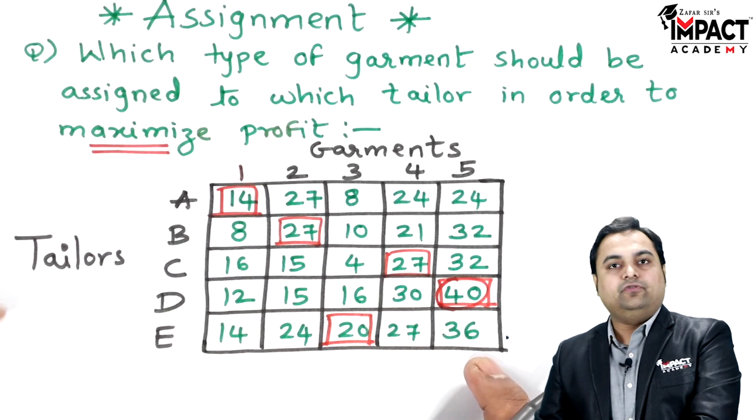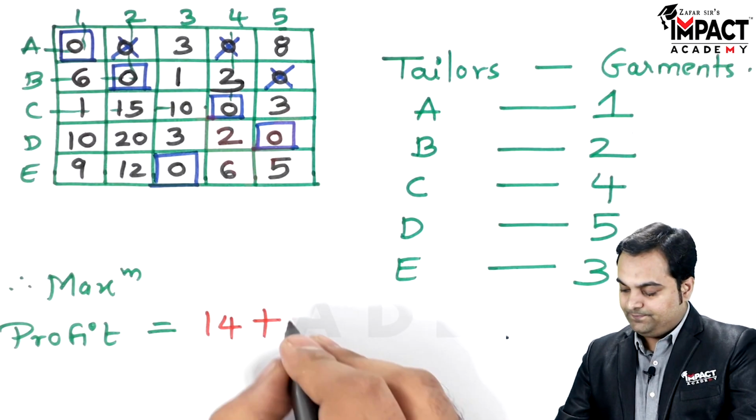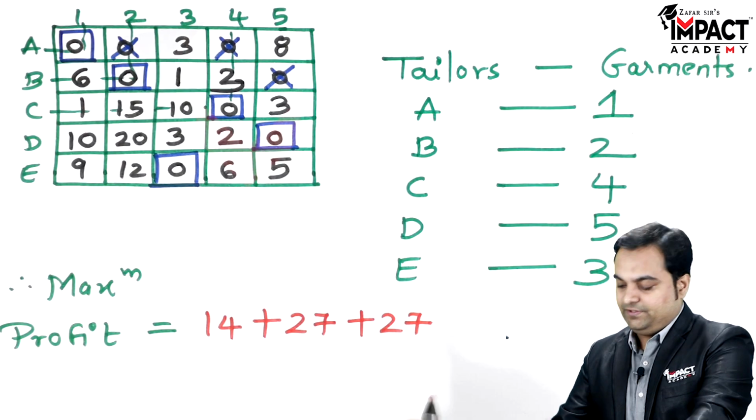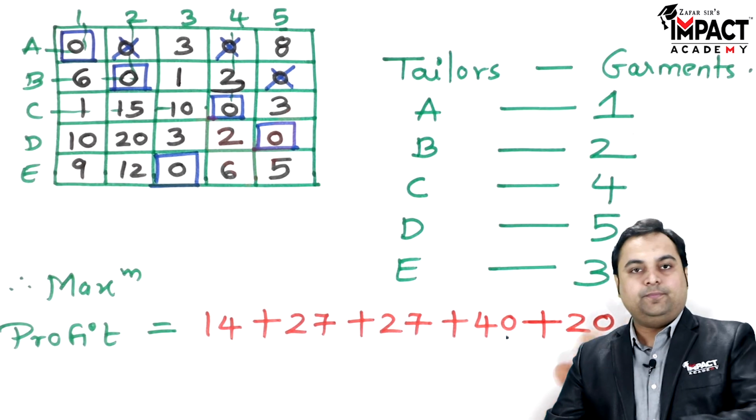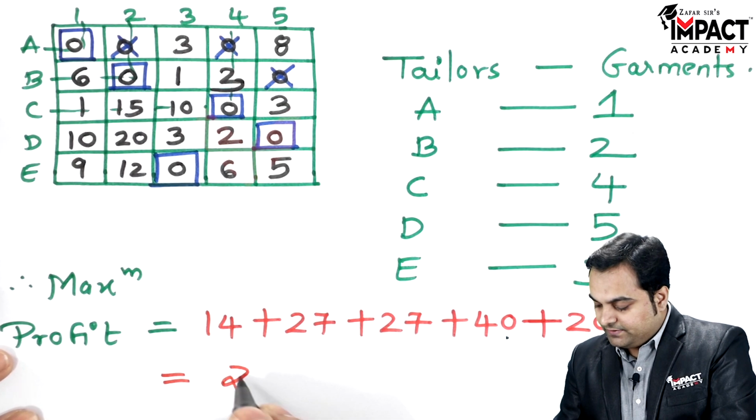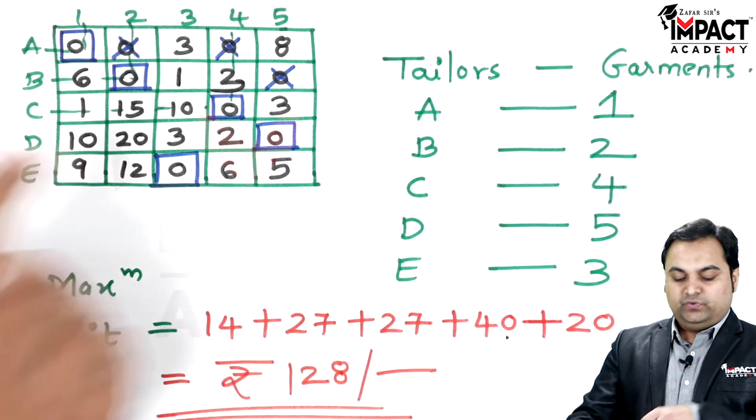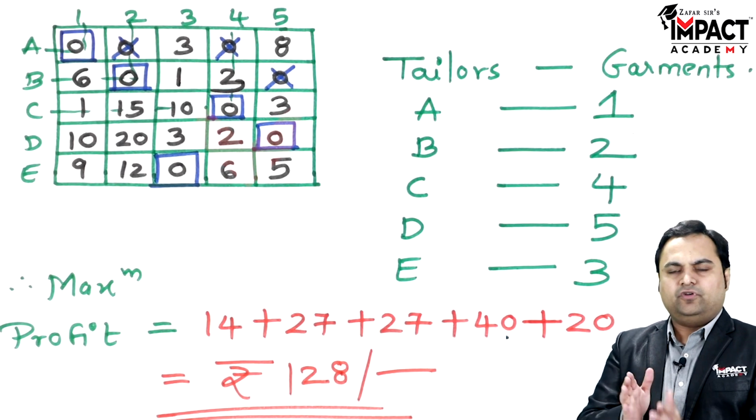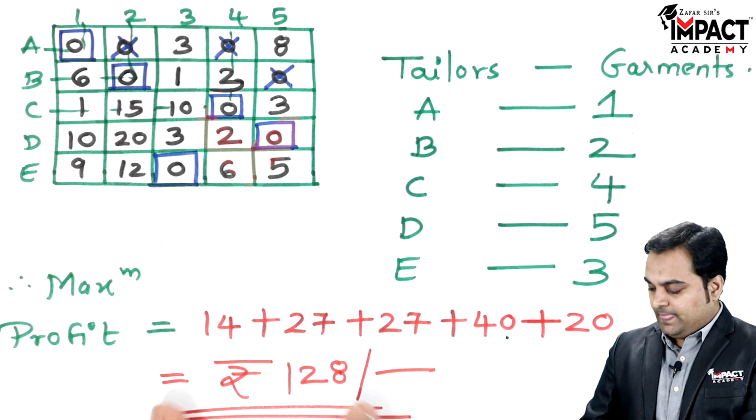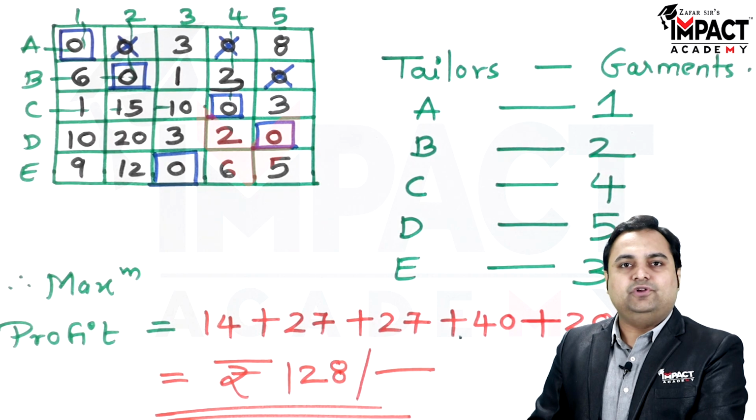So these are the cost values or the profit. So first it is 14 plus next value is 27, then it is 27 again, then there is 40 and 20. So when I add up all the values, my answer comes out to be 128 in terms of rupees. Now this 128, the cost which has been given in the problem, may be in terms of hundreds, thousands, or it may go further. So just the unit cost which was given in the cell, for that the maximum profit is rupees 128, and the assignments have been made successfully.